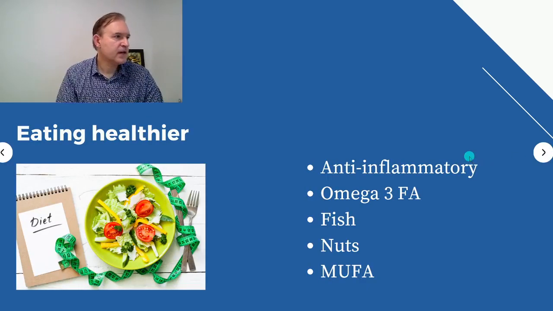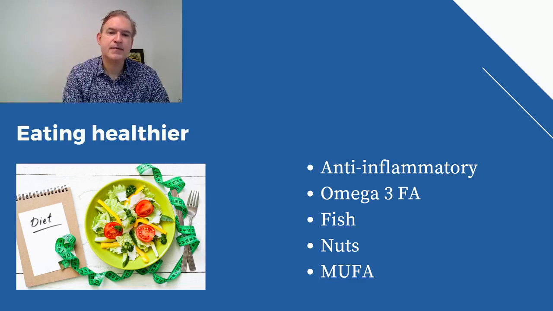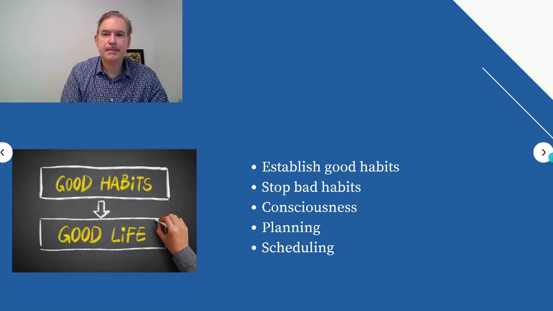We also talk to our patients about eating healthier, and what I mean by that is anti-inflammatory foods. So foods that can help you, like omega-3 fatty acids, or fish or nuts, or monounsaturated fatty acids. So just different foods that are more anti-inflammatory versus foods that are pro-inflammatory. So a good diet's important both for the rejuvenation of the joint, but also for the inflammation that's present.